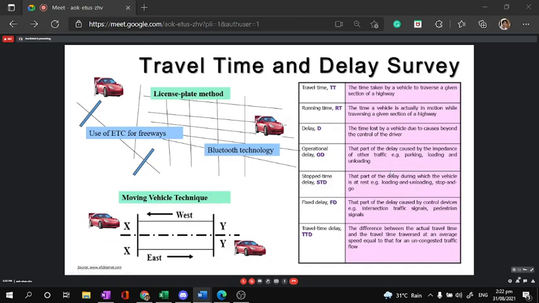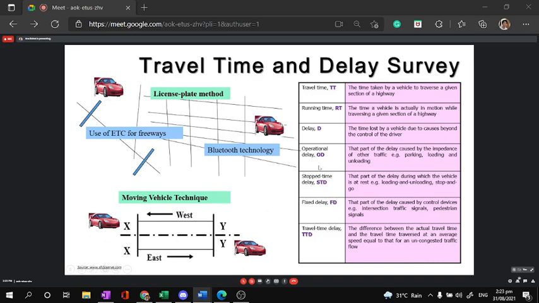Okay. So for travel time and delay, usually the survey is defined by travel time, running time, delay, operational delay, stop time, fixed delay, and travel time delay. Travel time is the overall journey time. Running time is the journey with respect to the moving vehicle, those times when you don't stop. Basically, when you run the engine, that's your running time. Delays are those times when you are stopped.